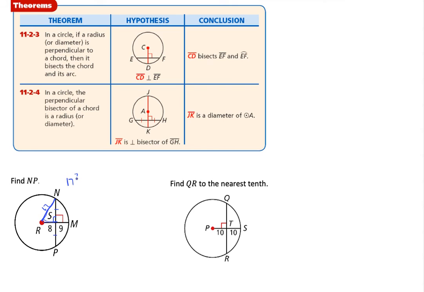So I'm going to take 17 squared. I'm going to subtract 8 squared. Whoa, that's rough. I am going to end up with 225, I believe. When I take the square root of that, then I get 15. And remember, 15 is just half of it. So my answer for the whole NP is going to be 30. I just need to double it.